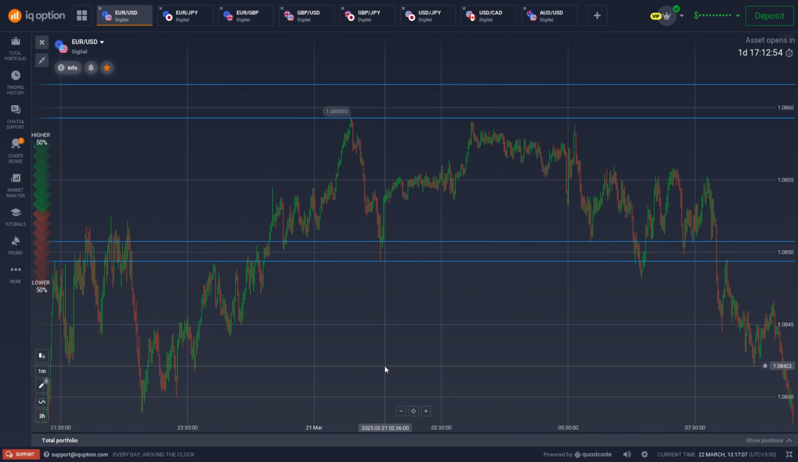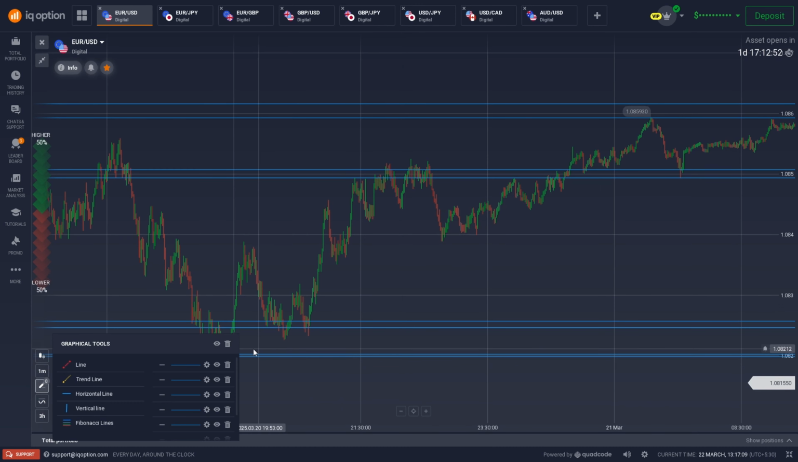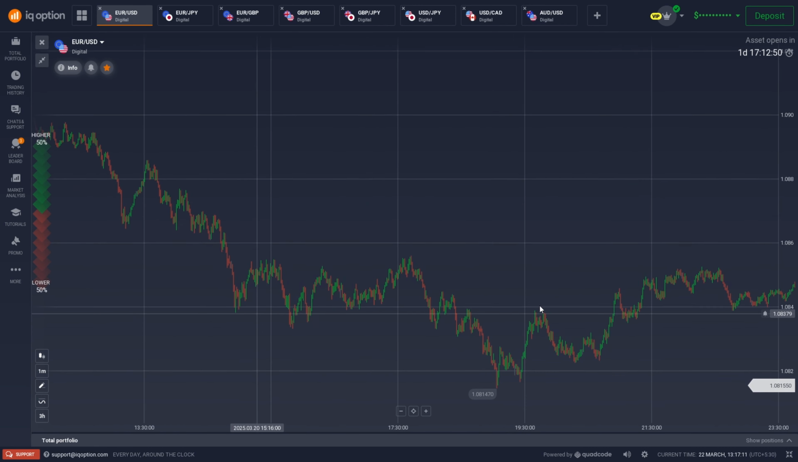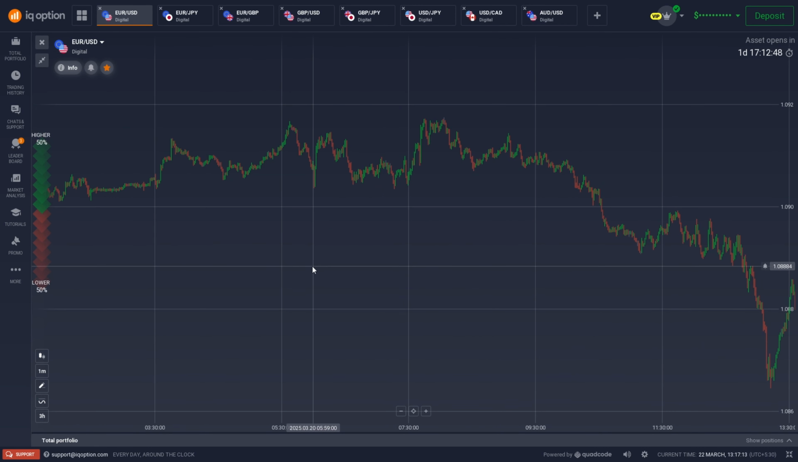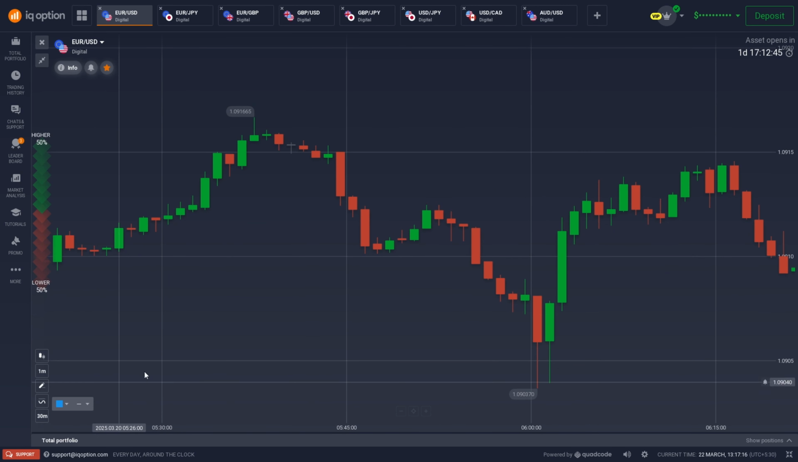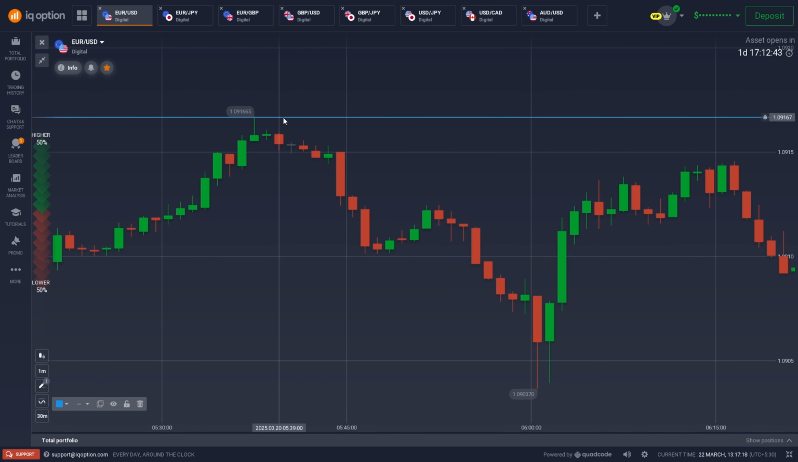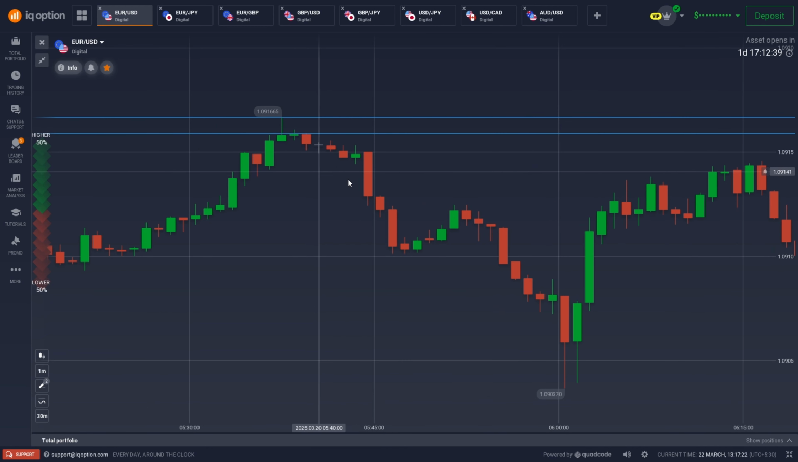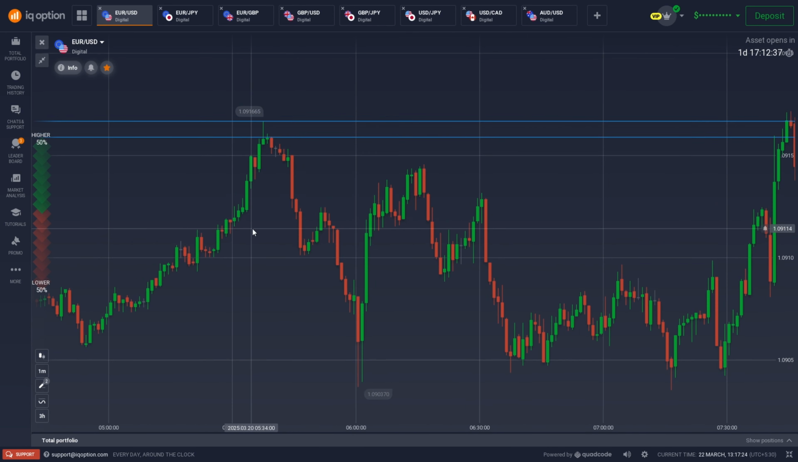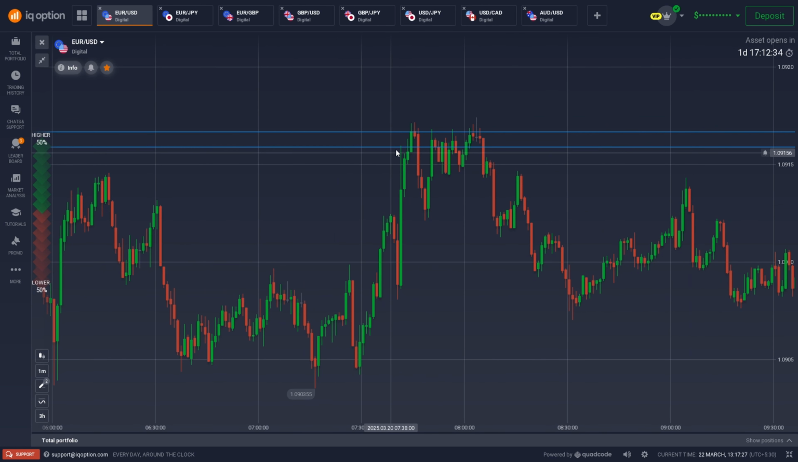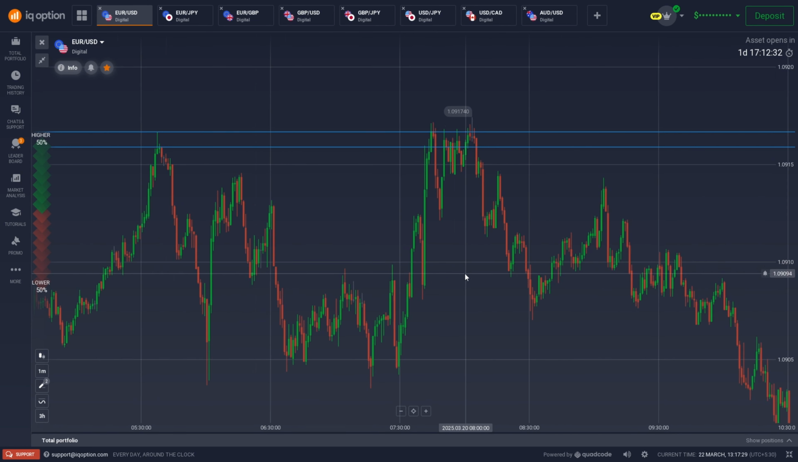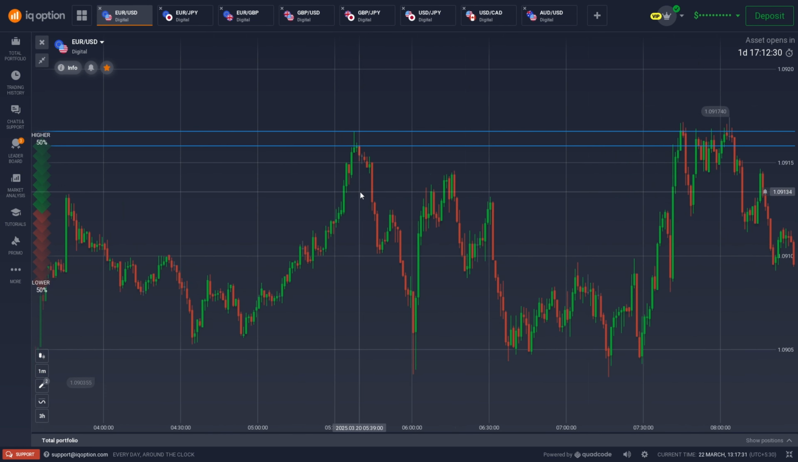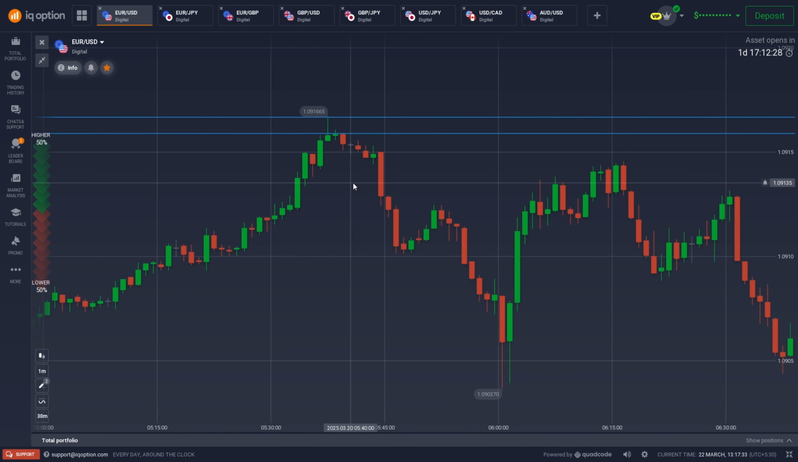And let me remove all. So this is the wick and the body. So this is our selling zone, and you can see the price did reverse from this zone. So that is how you can draw a perfect support or resistance zone.